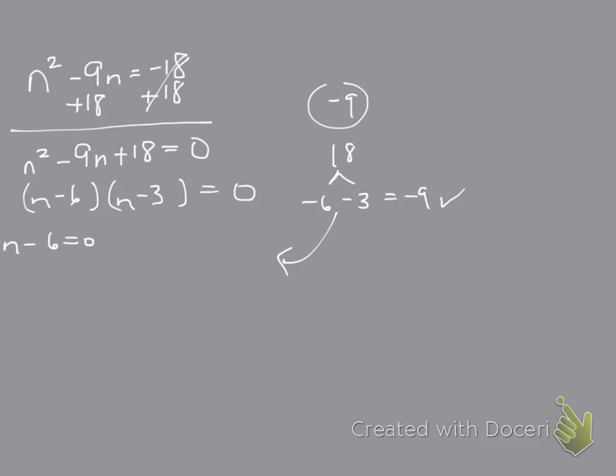n minus 6 equals 0, n minus 3 equals 0. So n equals 6, n equals 3. If I put it in a solution set, I have 3, 6. Now it's a shortcut, I mean mental math, obviously. When you have n minus 6 and n minus 3, it's just the opposite number, right? Take this -6, make it positive. Take this -3, make it positive. Mental math, okay? Any questions on that?